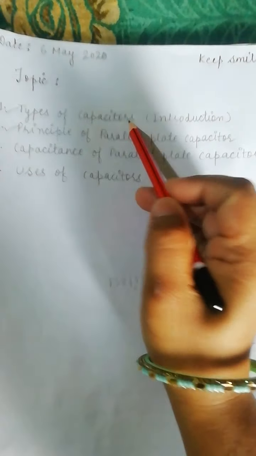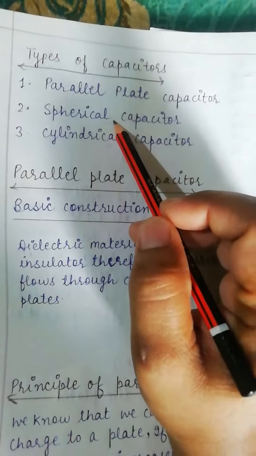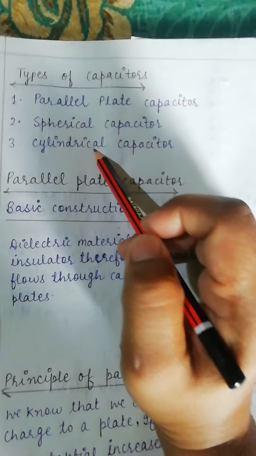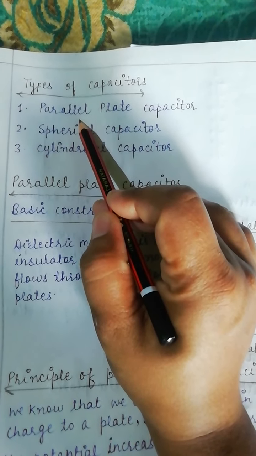Let's continue today's topic. Today we will study the types of capacitors and the principle of parallel plate capacitors. Let's go to the first topic. Depending upon the shape of the capacitors, there are three types of capacitors: parallel plate capacitors, spherical capacitors, and the cylindrical capacitor. In this video, we will focus on the parallel plate capacitor.